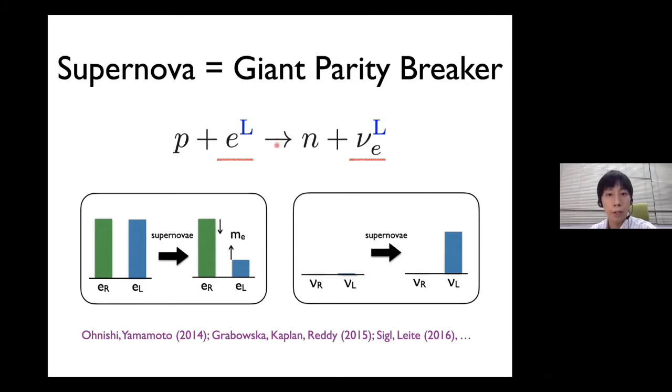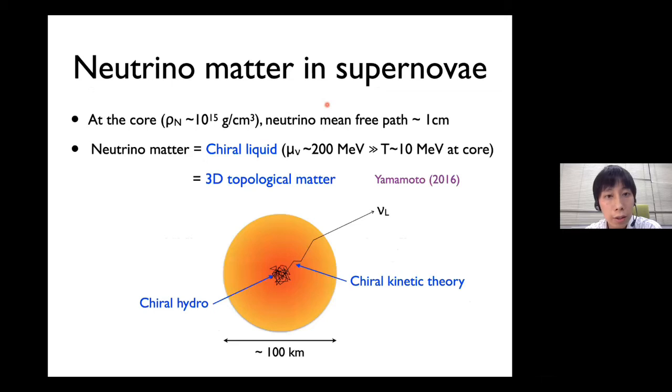As a result of this electron capture process, there can be a chirality imbalance between right- and left-handed electrons, and also we have a chirality imbalance of neutrinos. And then one can expect that the dynamical evolution of this parity violating system should be drastically different from the conventional system with parity invariance. So let us consider the neutrino sector.